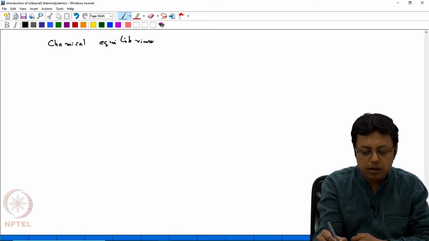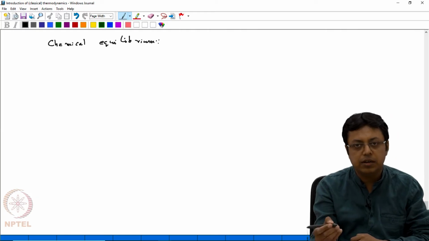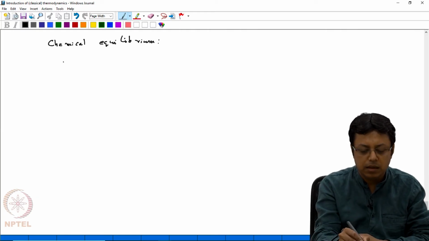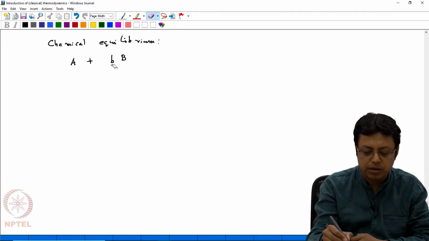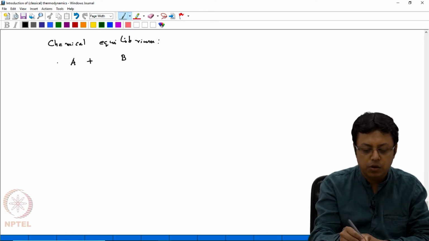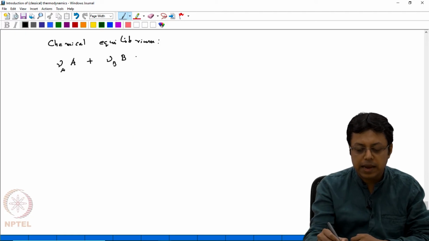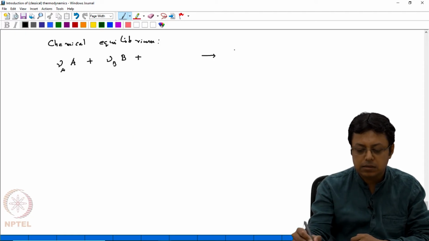So we'll be particularly considering a general reaction of the type, let's say, A plus B, or maybe we can actually write the stoichiometry of the reaction in terms of notation as nu A. So A and B are reactants, and let's say C and D are products.